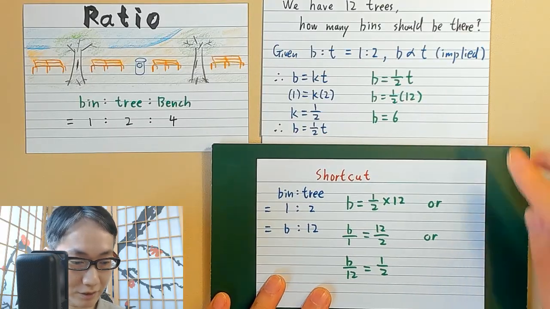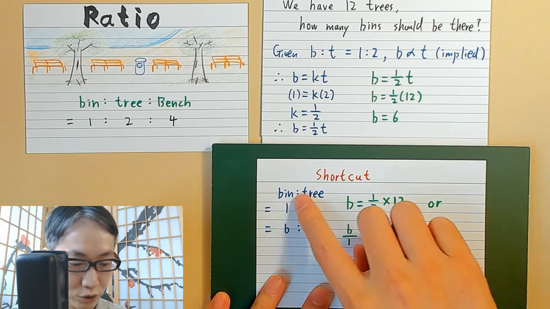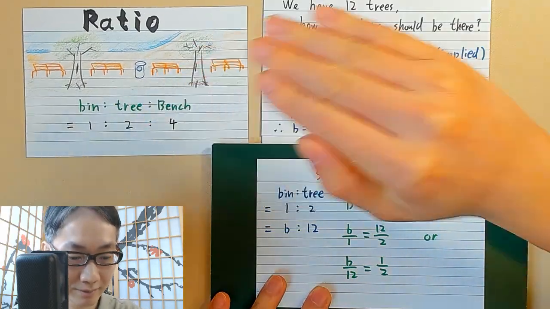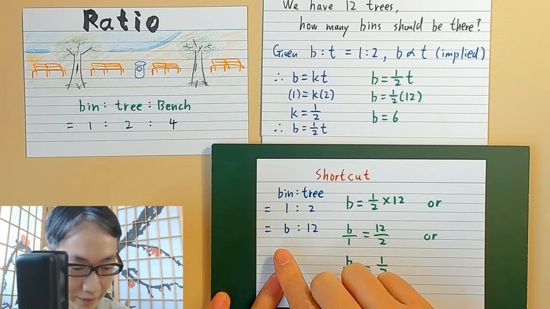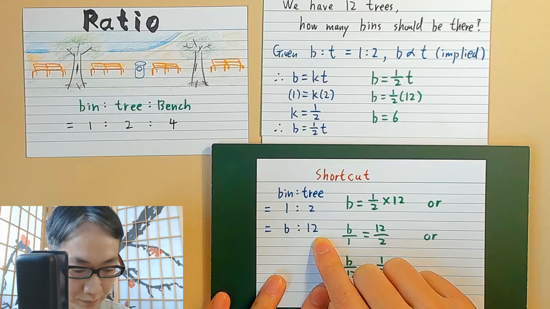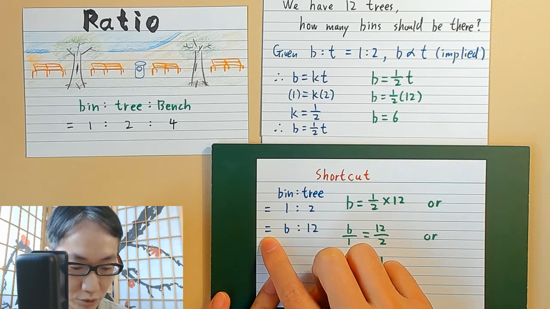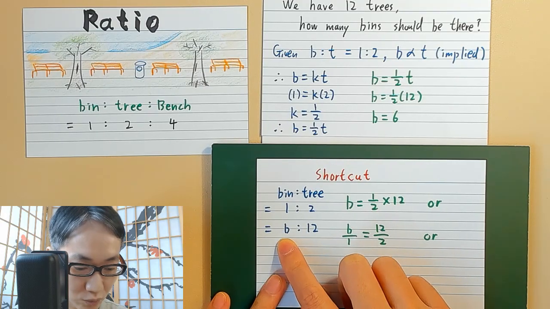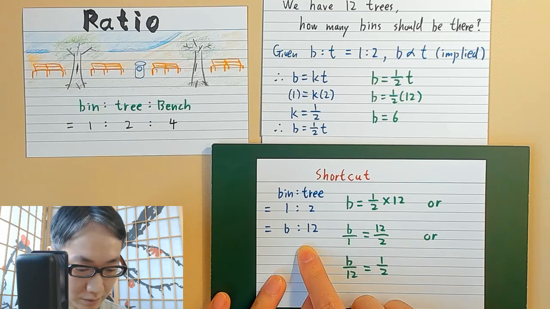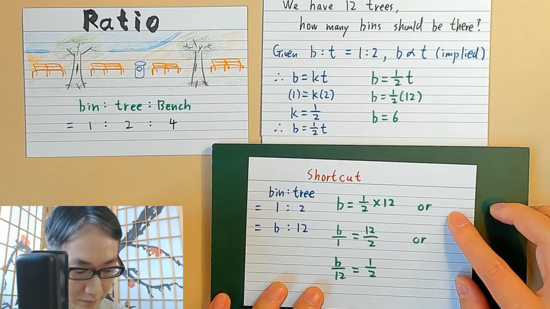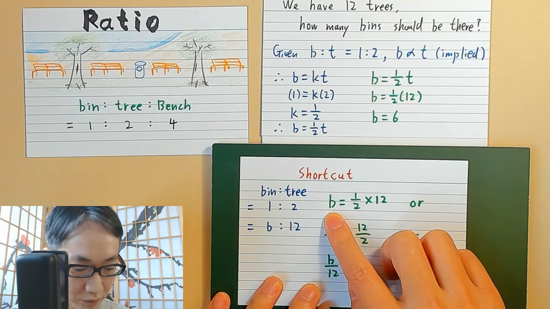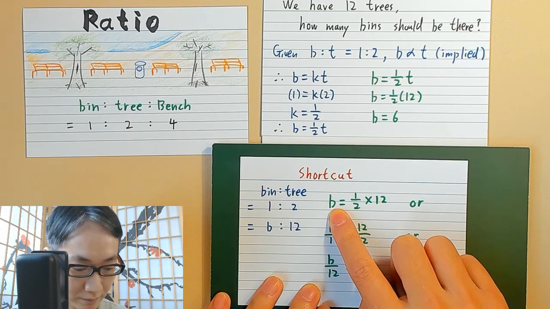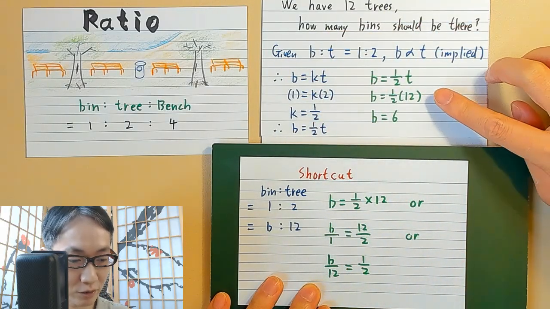So let's say, okay, it's the same question. Bin to tree, we all know that the ratio is 1 to 2. Okay, ignore bin a bit for here. And we know that for tree, now we have 12 trees. And the ratio still remains the same. So it's an equal sign here. The ratio is the same ratio in here, B to 12. We just don't know what B is yet. Then we can multiply 12 by 1 over 2. Then we get B. So basically, we just skip all these steps and go to here.